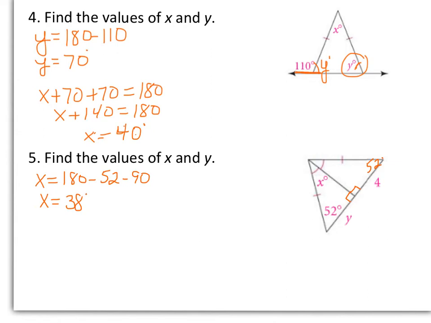Now, if my line is a perpendicular bisector, not only is it cutting my vertex angle into two congruent parts, it's also cutting the base into two congruent parts. So that means Y will be 4.